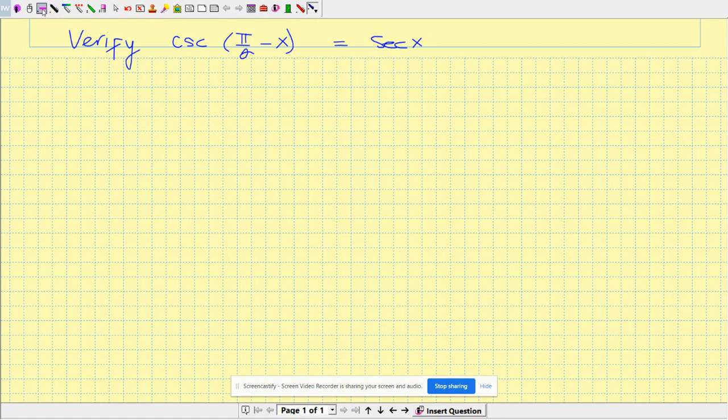So the first step we are going to do is identify the side that looks the most complicated. So in this case, we will begin with our left-hand side, cosecant of pi over 2 minus x. So that will be our given.